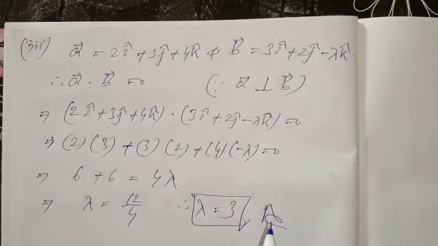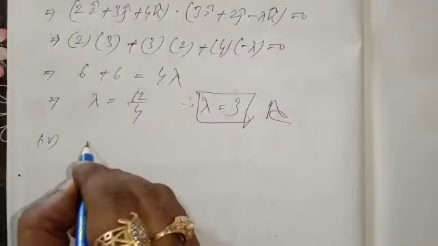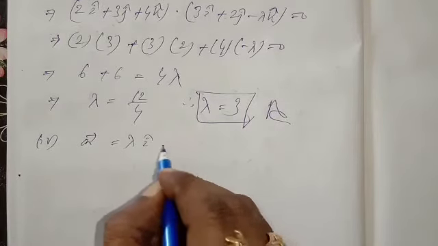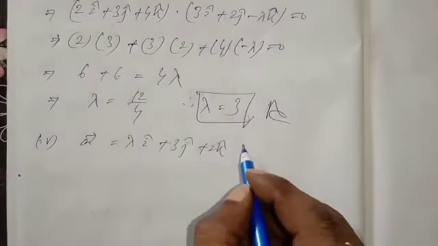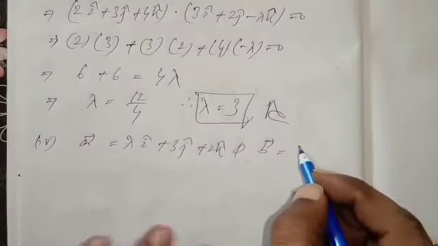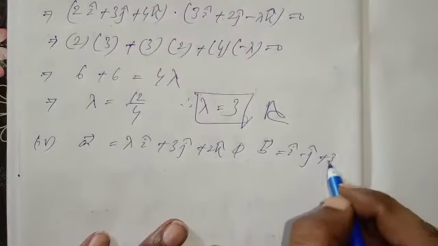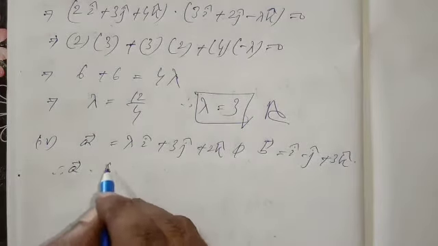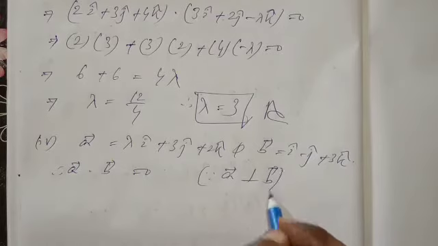In this way, in number 2, all the parts, sorry, 3 parts are completed. One last part is left, that is the 4th part. The question: A vector is given as λi + 3j + 2k, and B vector is given as i − j + 3k. The condition given is A dot B equal to 0, since vector A is perpendicular to vector B, it is given.